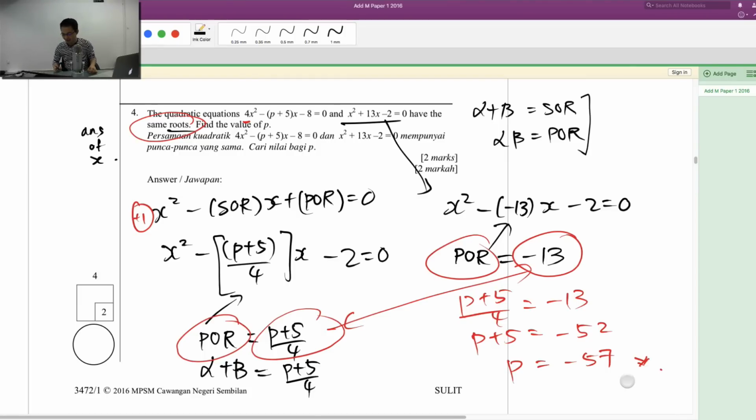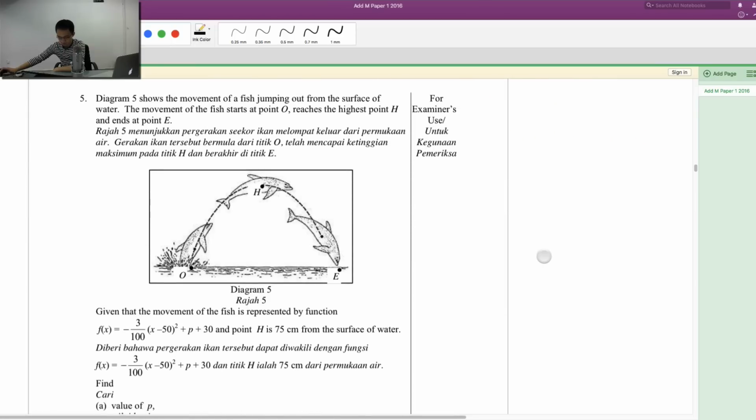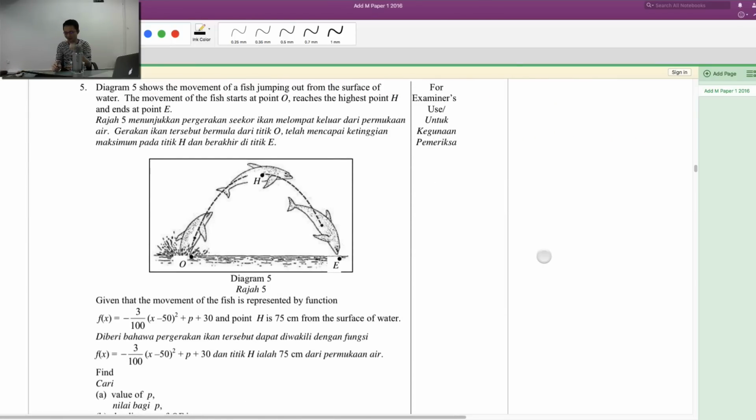Okay, so far you can understand this one, then I will move on to number 5. Whenever I see a lot of dolphin things, I guess this one is actually a KBAT question. Diagram 5 shows the movement of the fish jumping out from the surface of the water. The movement of the fish starts at a point O and then reaches H, which is the maximum. When I see maximum, sometimes I link it in my mind to dy/dx equals 0. Basically you will see a quadratic equation.